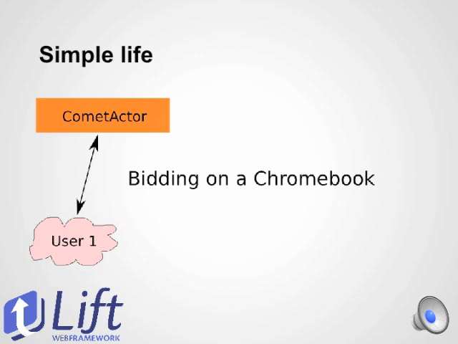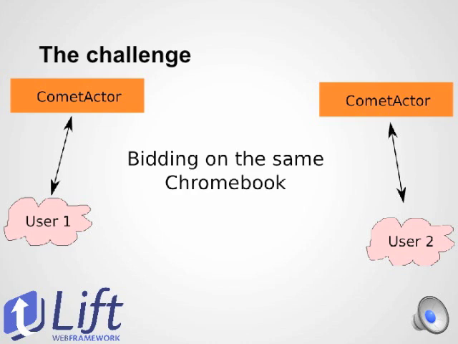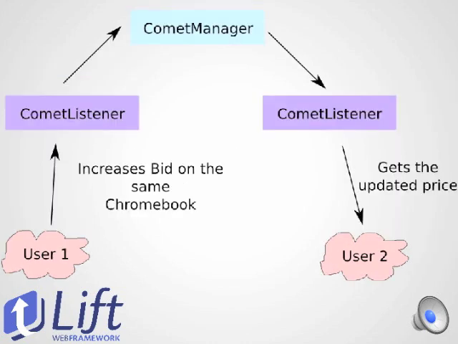So let's start with the first example. Life is simple: you have just one user, one Comet actor. Let's say you're bidding on a Chromebook. You place a bid, increase the price, and you get the new price right there because it's just you. You don't even need Comet for that. Now, the challenge is when you have two users. User 1 and user 2 are both bidding on the same item, and you want those two Comet actors to talk to each other, so they can tell each other that the price changed and it needs to be shown.